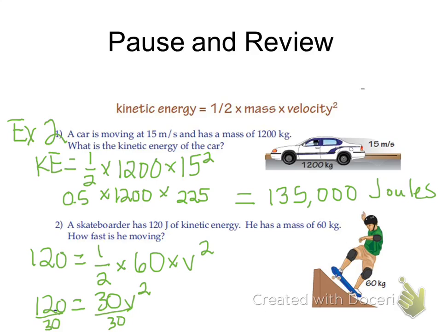120 divided by 30 is what? 4. So I'm going to have 4 equals V squared. Is my V by itself? What's still there? The squared. So what undoes a square? What undoes that, Savannah? A square root. So if I take the square root of this and I take the square root of that, what's the square root of 4? 2. So my velocity is 2 meters per second. Meters per second. Don't forget your unit. So here is the answer.